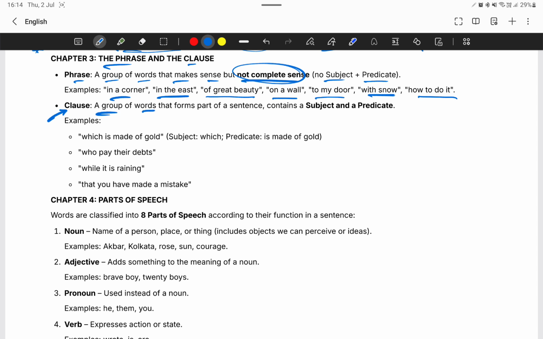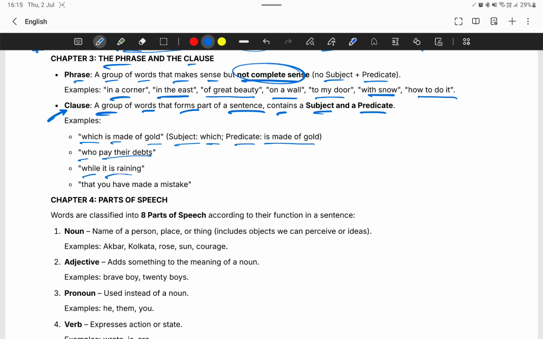A clause is also a group of words that forms part of a sentence, and it contains a subject and a predicate, like a sentence. But it is a part of a sentence, not a sentence. Example, which is made of gold. Which is the subject, is made of gold is the predicate. Who pay their debts? Who is the subject, pay their debts is the predicate.